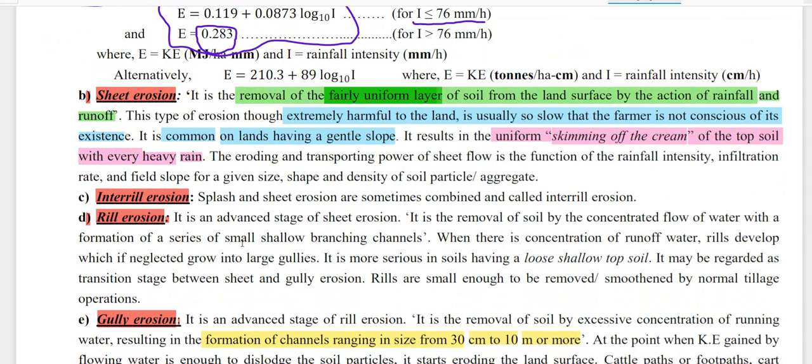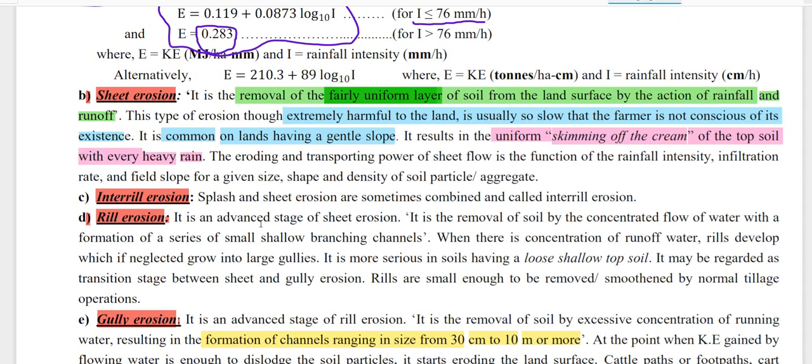Now, interrill erosion. The splash and sheet erosion are sometimes combinedly called interrill erosion. Splash and sheet erosion. Okay. Now, rill erosion. It is the advanced stage of the sheet erosion. It is the removal of the soil by concentrated flow of the water with the formation of a series of small shallow branching channels.